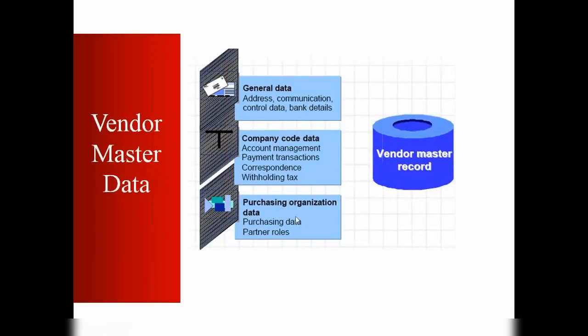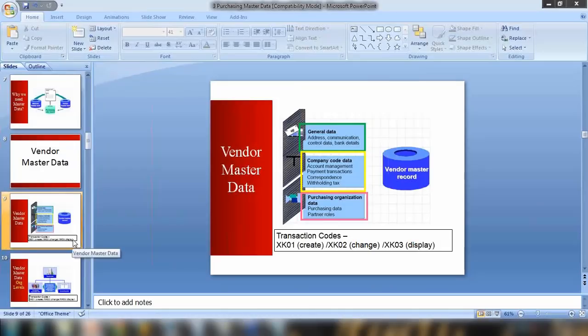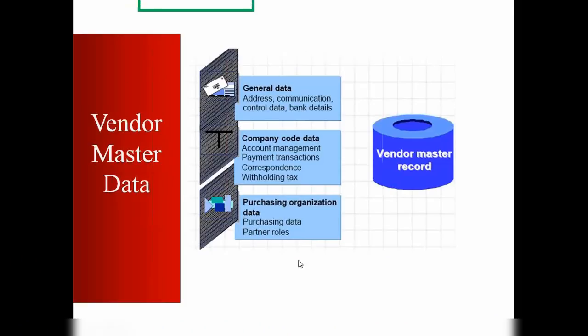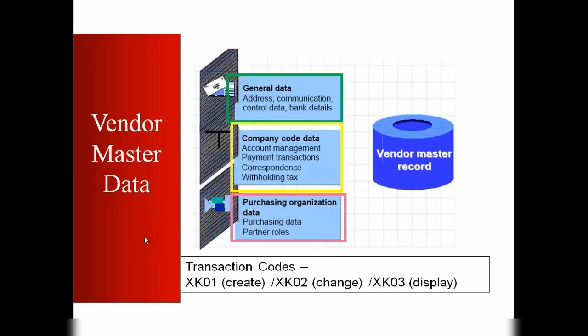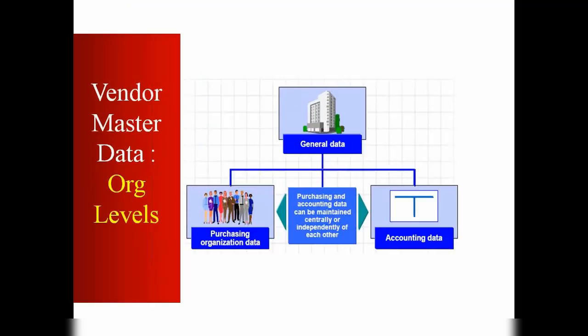Now, you have seen the transaction code is XK01. Now I will tell you about the org levels. What org level means is, as I said just now, that data is stored in three different areas: general data, purchasing data, accounting data.